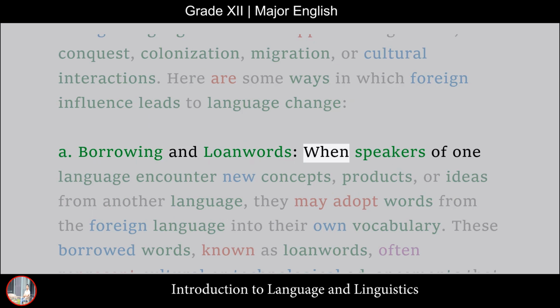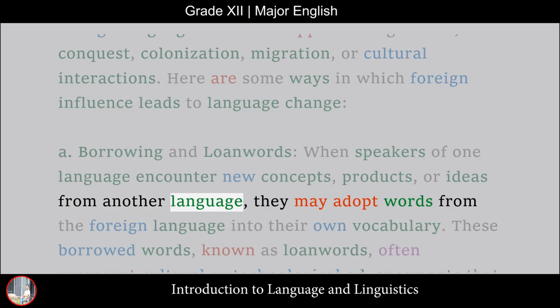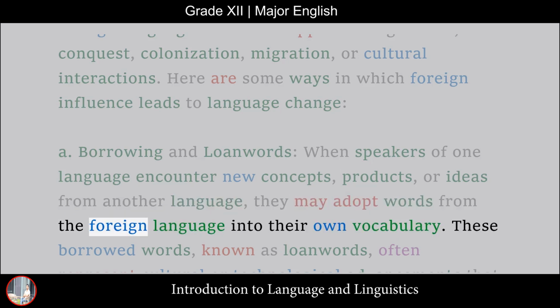Borrowing and loanwords. When speakers of one language encounter new concepts, products, or ideas from another language, they may adopt words from the foreign language into their own vocabulary.